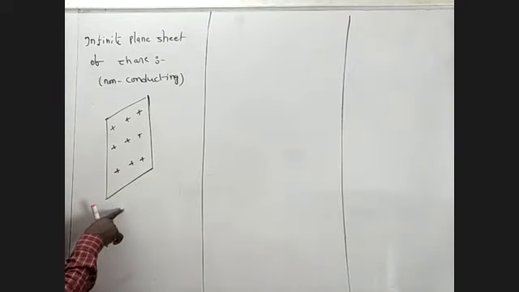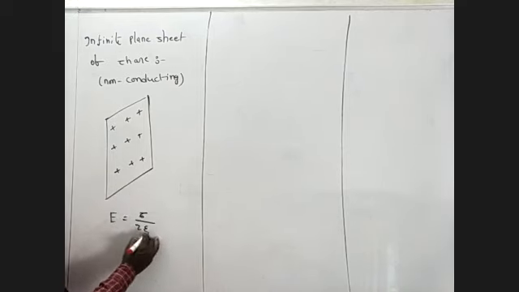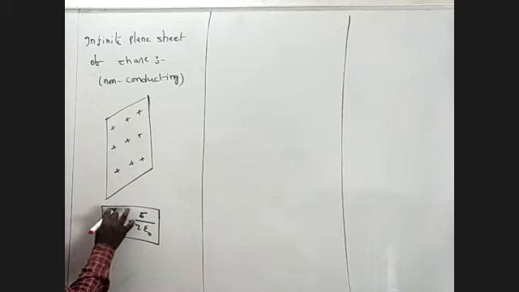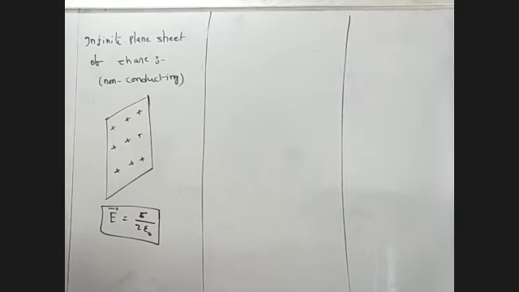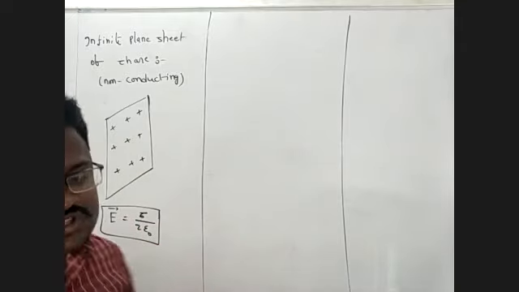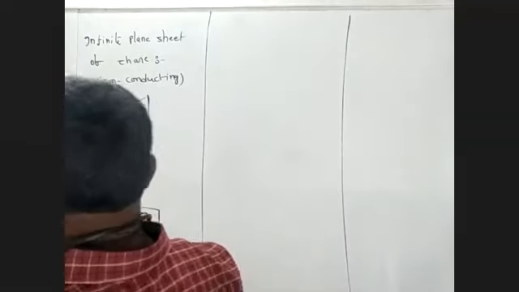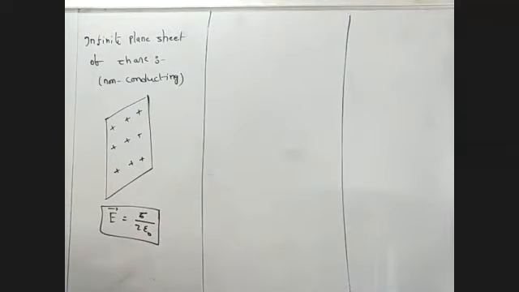So I explained this in class. That is E equal to sigma by 2 epsilon. This is the electric field. Sigma means surface charge. This concept is an IP concept.